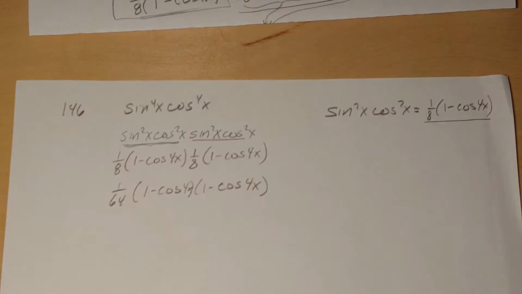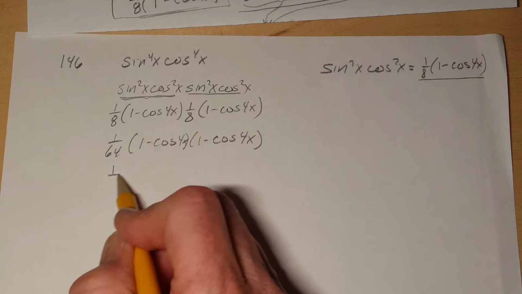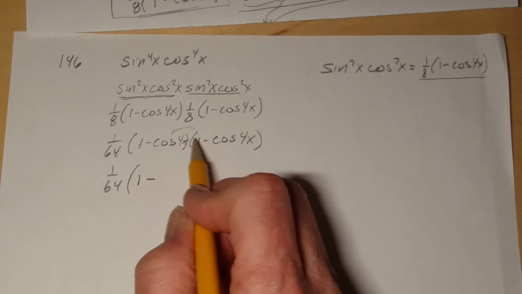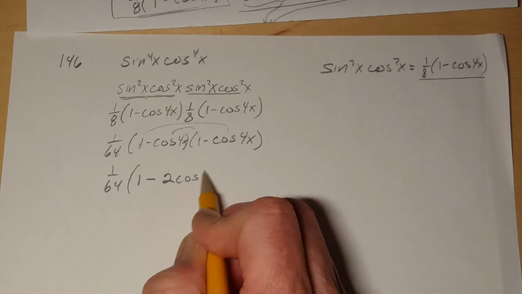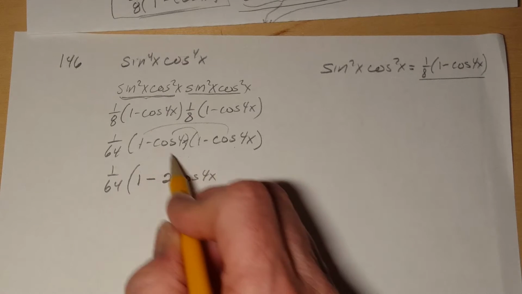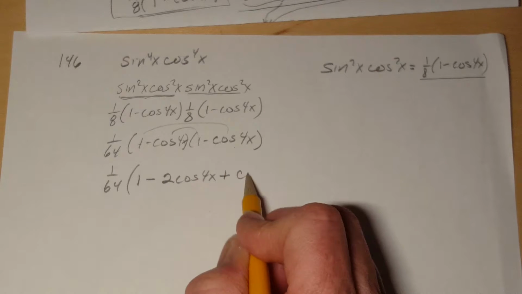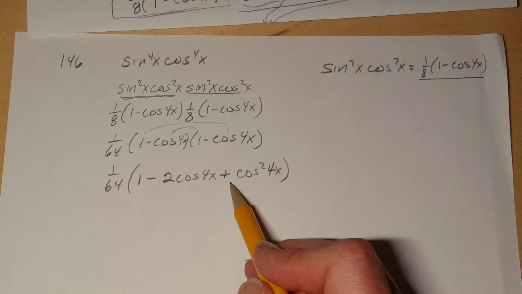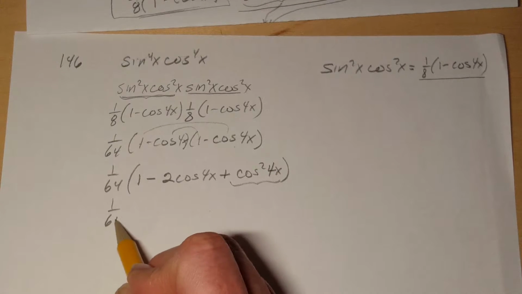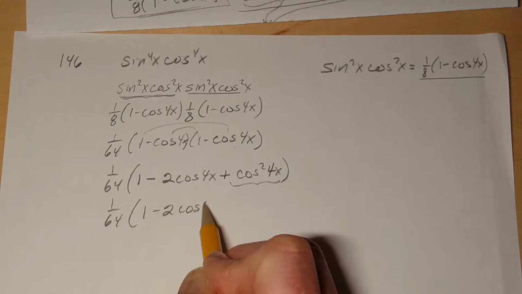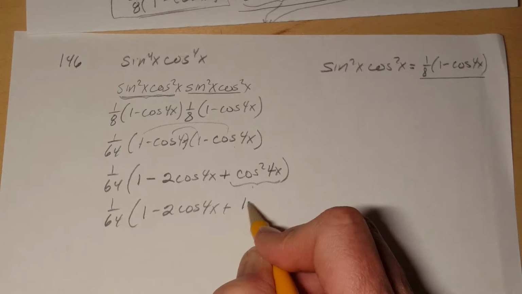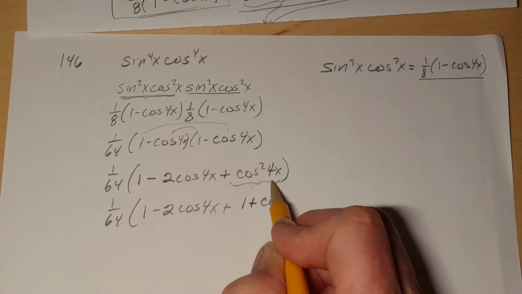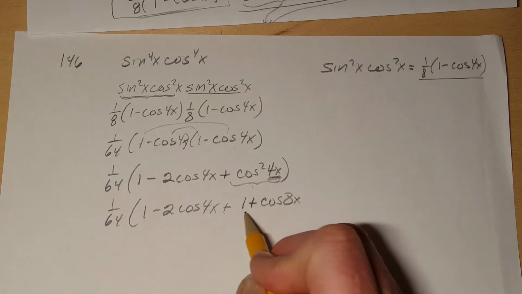Now we need to do some simplifying, and we're going to FOIL that out. So we have 1/64 times 1 is 1, minus cosine 4x, minus cosine 4x, so that means minus 2 cosine 4x. And then cosine 4x times cosine 4x, negative and negative makes a positive, makes cosine squared 4x. Okay, so we have a new power, and we have to replace this. So we're going to carry everything else down. And we're going to replace this with its power identity. So a cosine squared is going to be 1 plus cosine, twice whatever's in there, 8x, over 2.